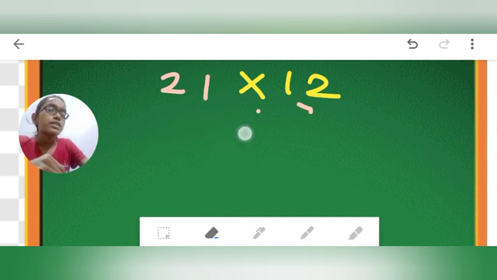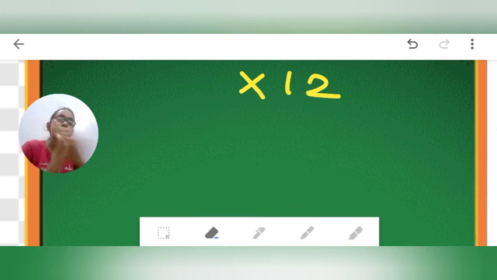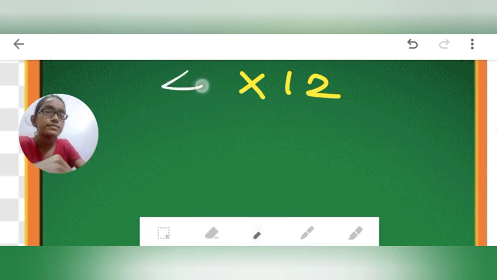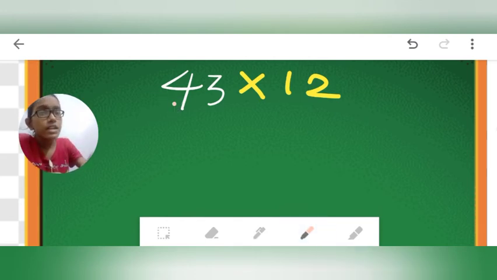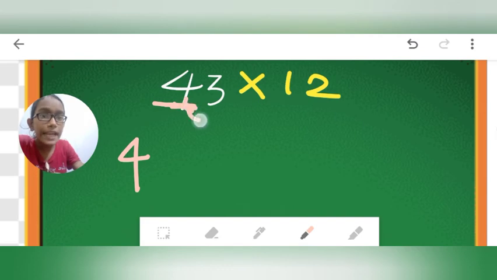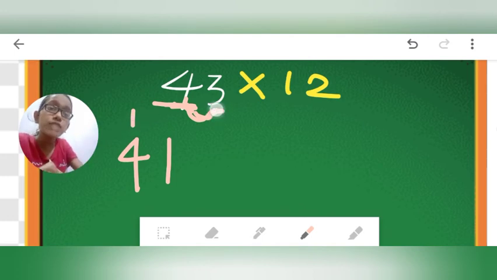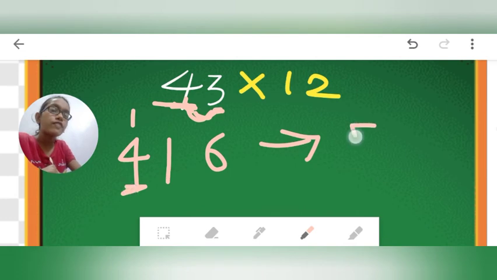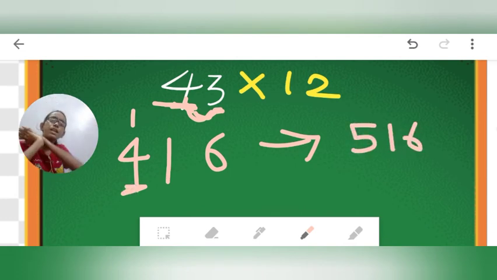Now, moving on, let's solve another example, 43 into 12. This is exactly the same one. Just carry the 4 down. Then 4 2s are 8. 8 plus this 3, 8, 9, 10, 11. 1 you will write, but 1 will go carry. 3 2s are 6. Right here, your answer to this is, add up the numbers: 5, 1, 6. Simple, very simple.